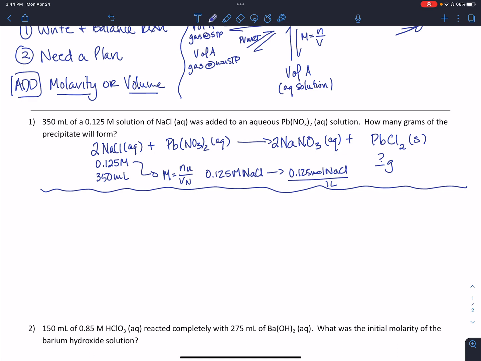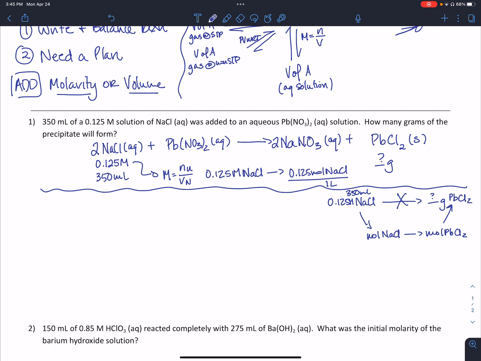Before I get to that, though, let's do a brief plan off to the side. I'm going from NaCl and I'm trying to find grams of PbCl2. I'm going to start with 0.125 molar NaCl, and I have 350 milliliters of it. I can't go direct. As with all our other problems, I'm first going to need moles of NaCl. Once I have moles of NaCl, I can convert to moles of PbCl2, and then I'm going to be able to go to grams.